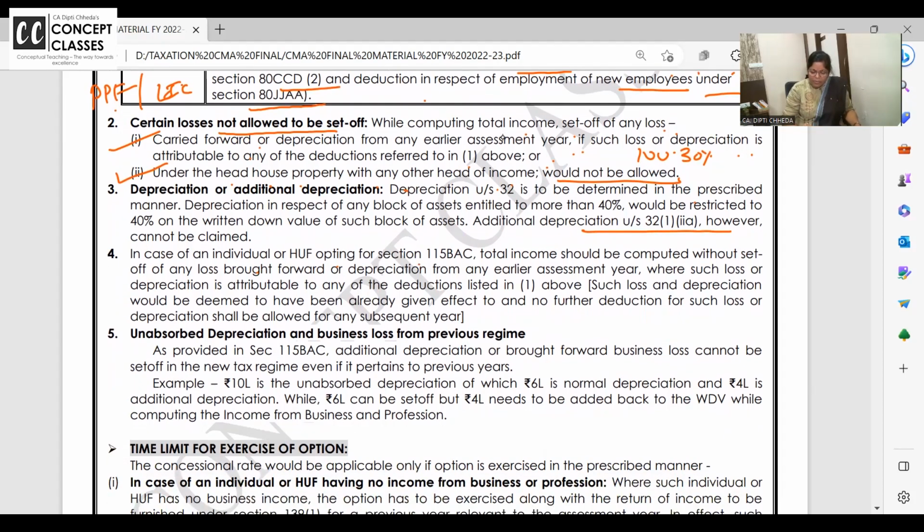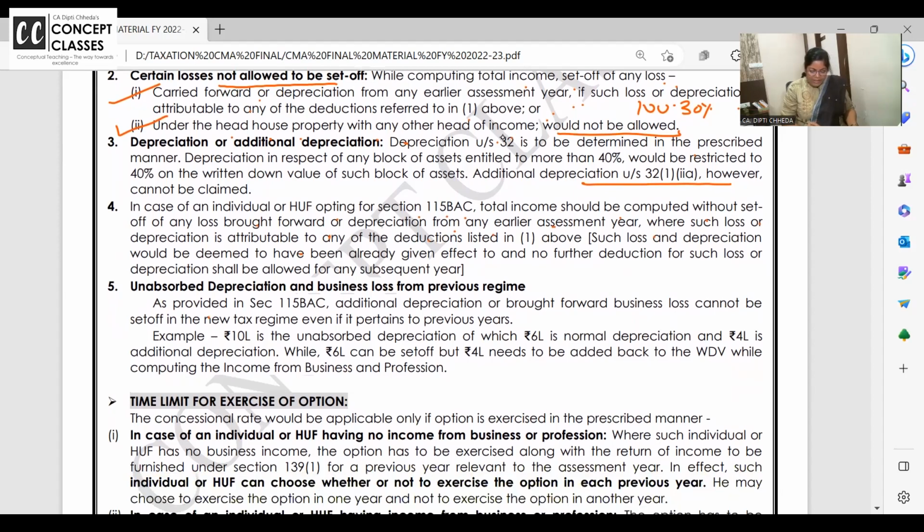In case of individual or HUF opting for 115 BAC alternative or new tax regime, total income should be computed without set off of any loss brought forward or depreciation from any earlier years, where such loss or depreciation is attributable to any of the deductions. So such loss depreciation would be deemed to have been already given effect to, and no further deduction will be allowed. Are you getting? If there is brought forward business loss because of depreciation, allowed. Additional depreciation, not allowed. See, as per 115 BAC, additional depreciation brought forward business loss cannot be set off in the new tax regime if it pertains to the previous year.